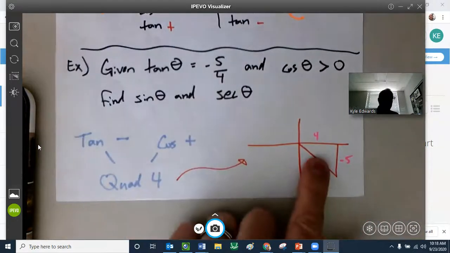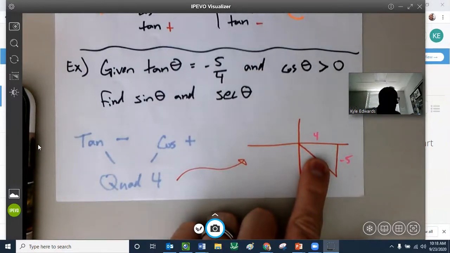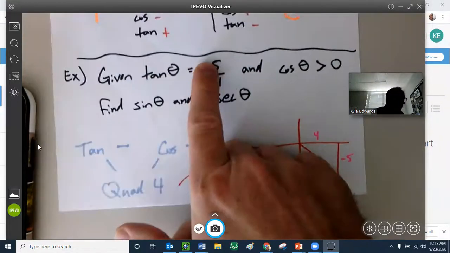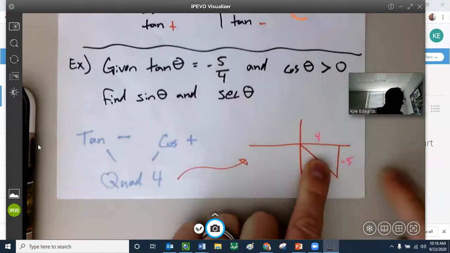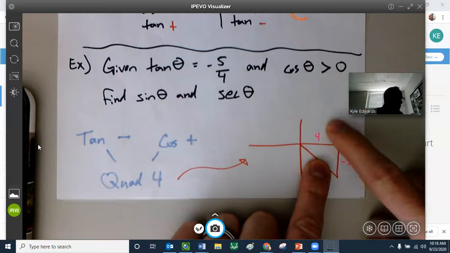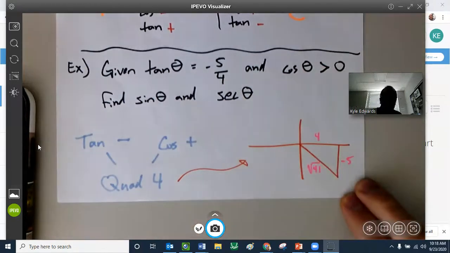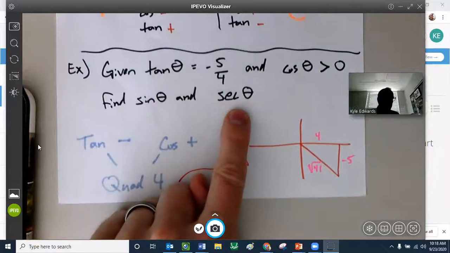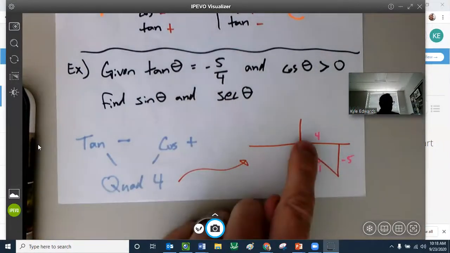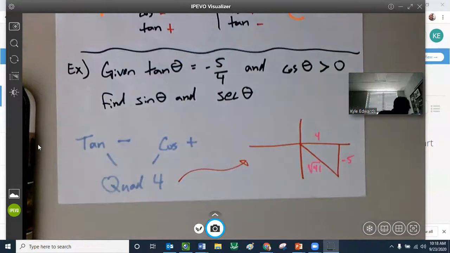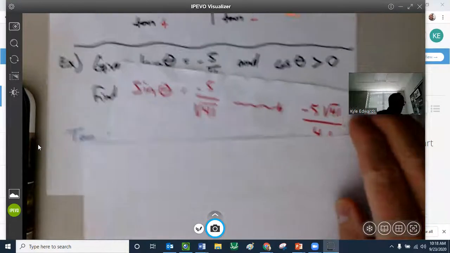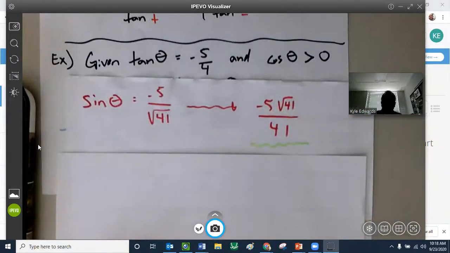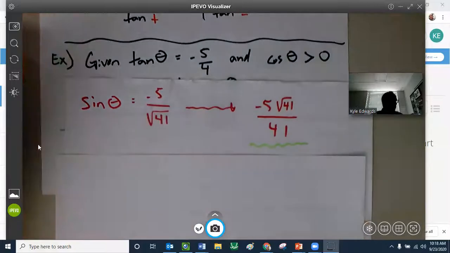Now that I know I'm going in quadrant 4, I can put my triangle there. Tangent is opposite over adjacent. So the opposite side, negative 5. The adjacent side, 4. With a little Pythagorean theorem, we get the square root of 41. Now we can go do our SOHCAHTOA stuff. I'm looking for the sine of theta, and I'm looking for the secant of theta. Okay, sine is opposite over hypotenuse. With a little bit of rationalizing, that would give me this. Negative 5 over root 41, rationalize, negative 5 root 41 over 41.